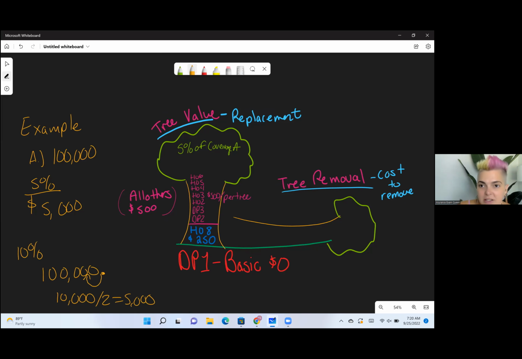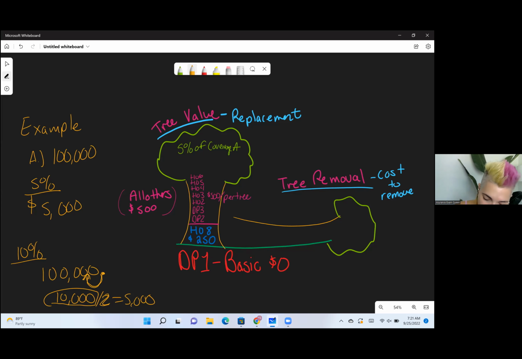That's probably the easiest way, because not every exam has math or a calculator. So to do this math, just do the 10%, move the decimal over one time, then divide that number by 2, because it's 5%, not 10%. You take half of that to get 5%, and you would get 5,000. So if your coverage A is 100,000, you would get 5,000 for your trees. But if your coverage A is 200,000, you're going to have more for trees. The bigger your coverage A is, the more tree coverage you're going to have.